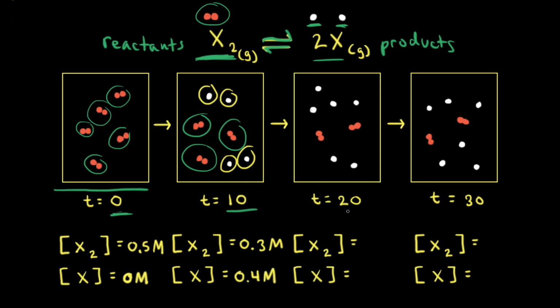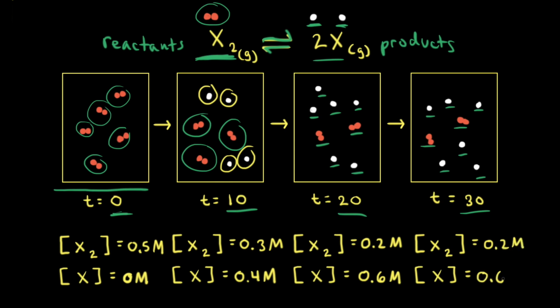We wait another 10 seconds, so when time is equal to 20 seconds, now there are 2 particles of X2 and 1, 2, 3, 4, 5, 6 particles of X. So now the concentrations are 0.2 molar for X2 and 0.6 molar for X. We wait another 10 seconds for a total of 30 seconds, and there are still 2 particles of X2 and 6 particles of X. And so the concentrations after 30 seconds, the concentration of X2 is 0.2 molar and of X is 0.6 molar.